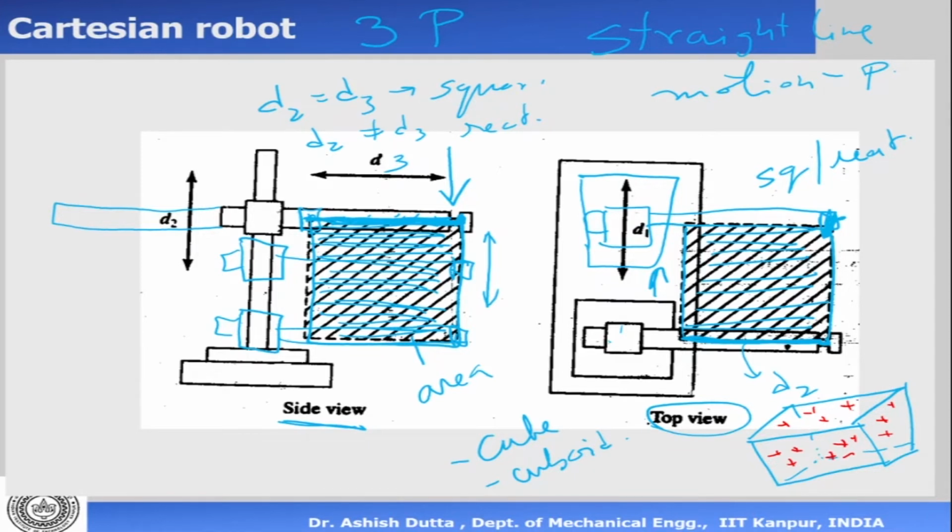So what is the shape of the work volume of a Cartesian robot? It is a cube or a cuboid. Okay, Cartesian robot, 3 prismatic joints. Please draw it by yourself and understand how we got this cube or cuboid.